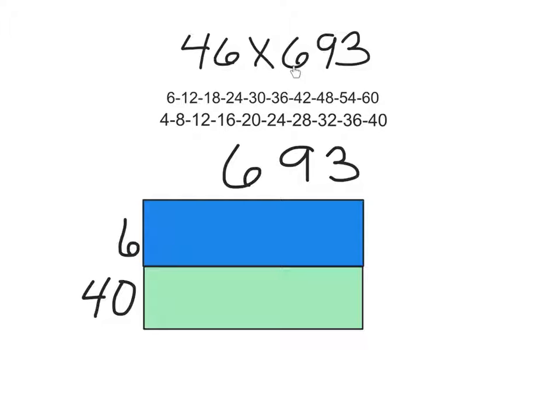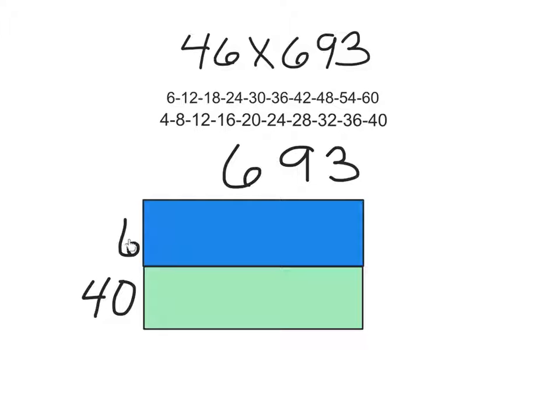46 times 693. And the first thing I did was write my 4s and my 6s for counting by the numbers. And then I wrote 693 up on top. I've got 2 area boxes. And I broke 46 into 40 plus 6. And now I'm ready to rock and roll.